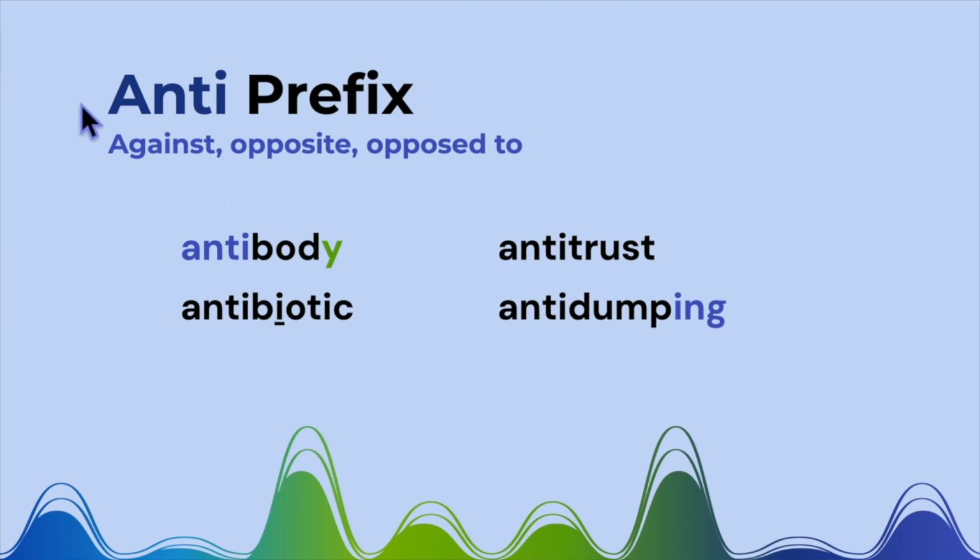This prefix can also be pronounced with both a long I as anti and a long E as anti. Here we have the root body. Y is at the end, so it usually has a long E sound. So antibody or antibody. Antitrust or antitrust. Antibiotic or antibiotic. Anti-dumping, here we've added a suffix, or anti-dumping.